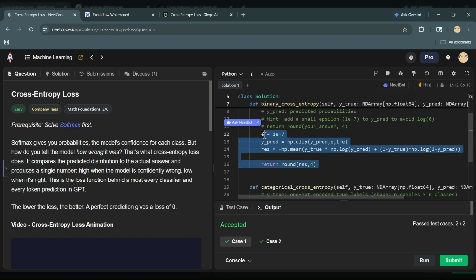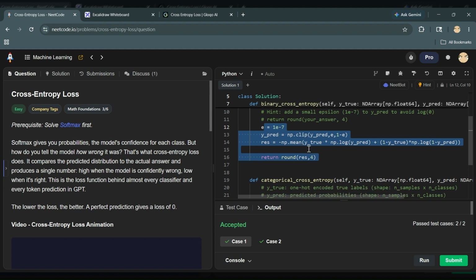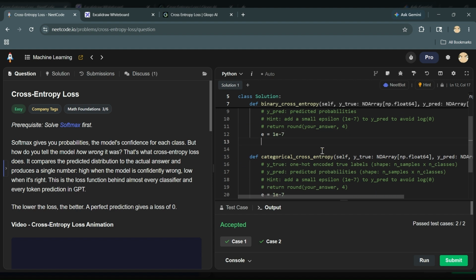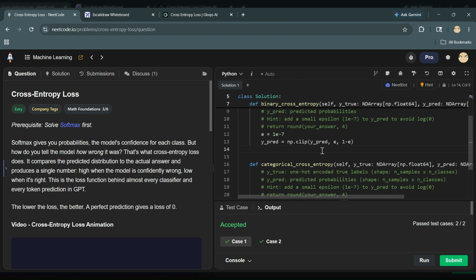Before that, let me clear this out so that it will be quite easy to understand. 1e minus 7 is the value we got to avoid infinity errors. And now we'll clip the values. Ypred is the array we have, and you can use np.clip and take the ypred as the value, and the limits are from e comma 1 minus e. So these are in between the limits. I adjust this array, and let's arrive at the result.